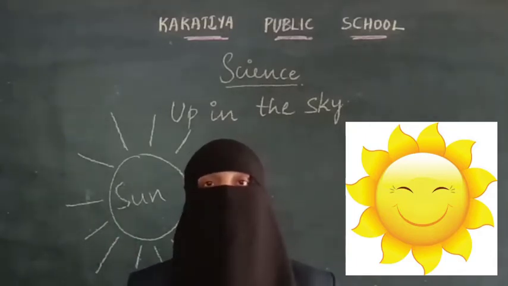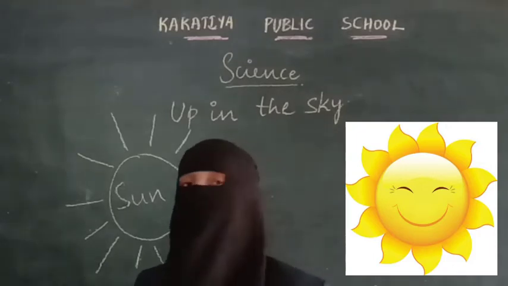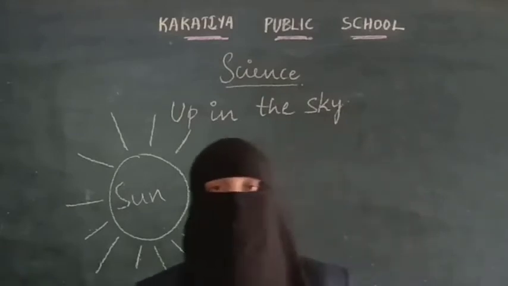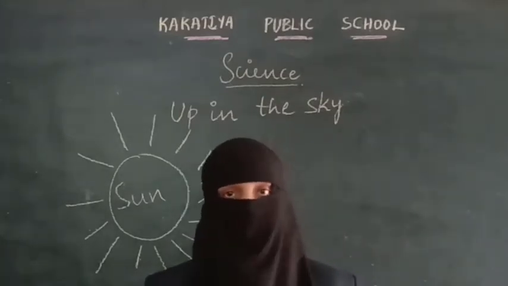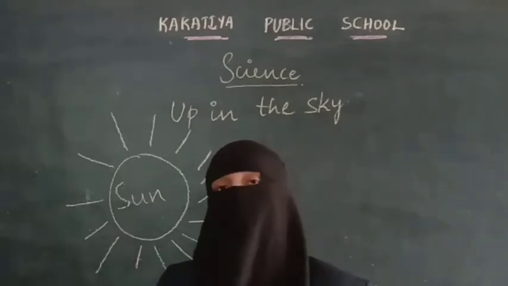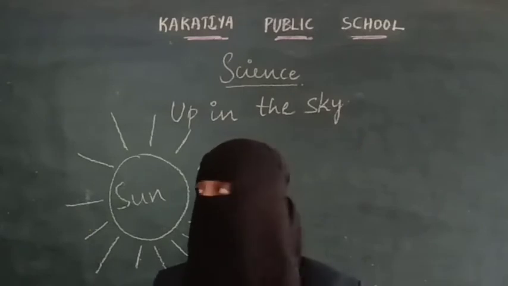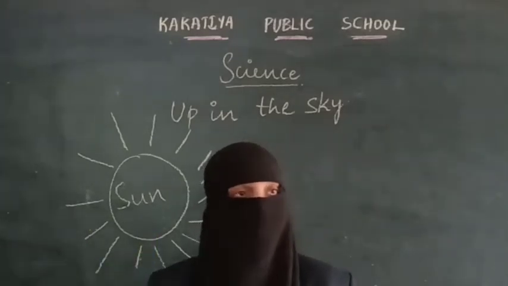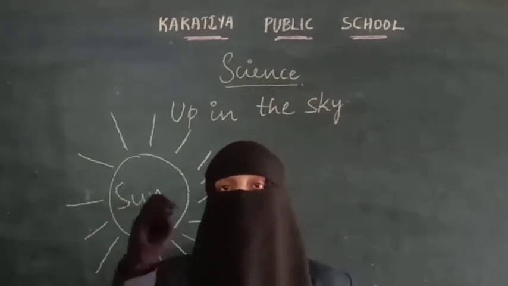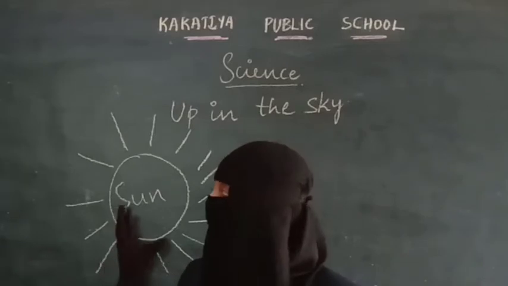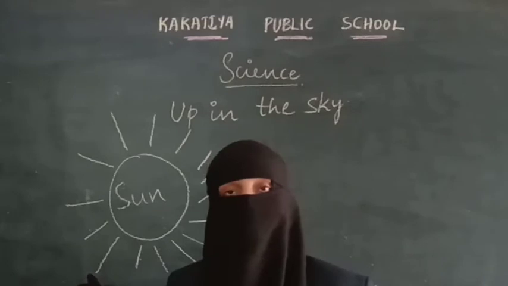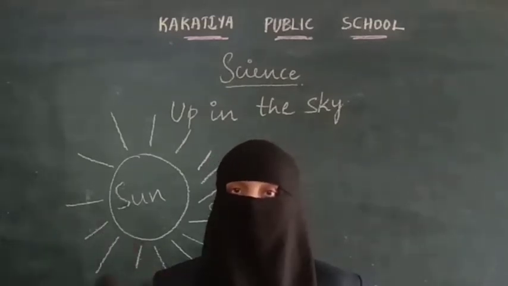We get light and heat from the sun. The sun is a star. It is bigger than our earth. We live on earth, so it is bigger than our earth. And it is very far from our earth. If you see the sun, it is like a burning ball of fire. When a ball is burning, the sun also represents a burning ball of fire. So the sun is also called a burning ball of fire.